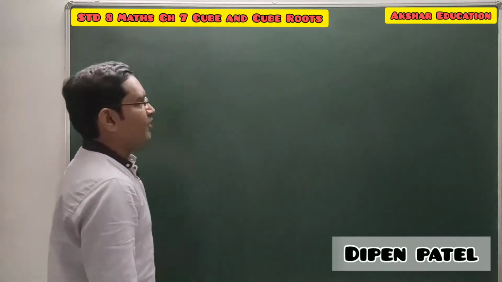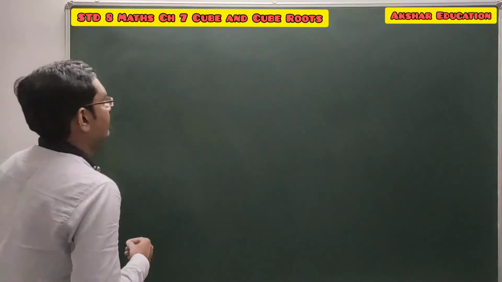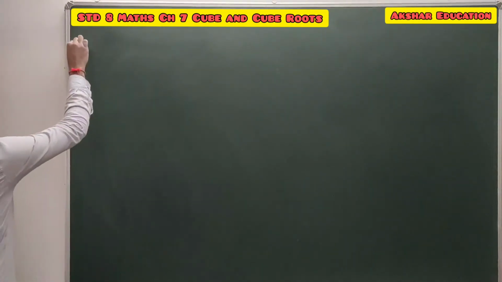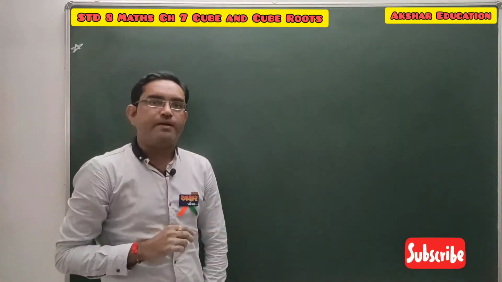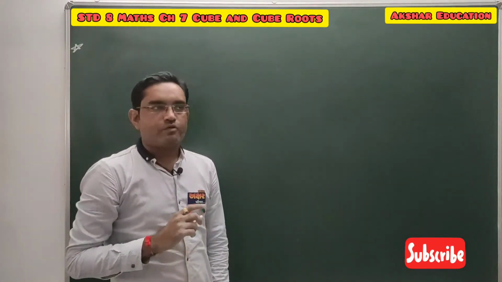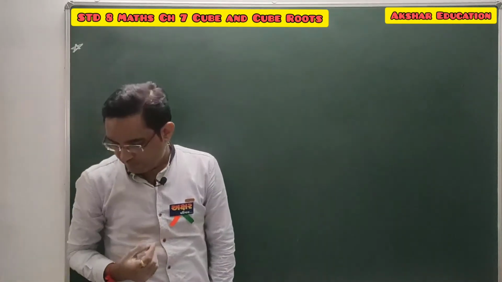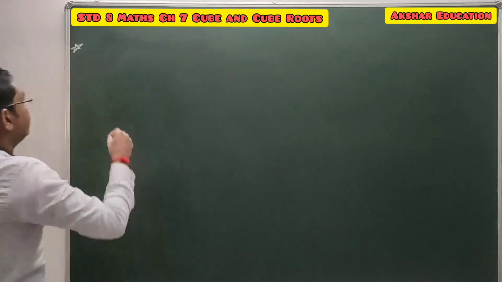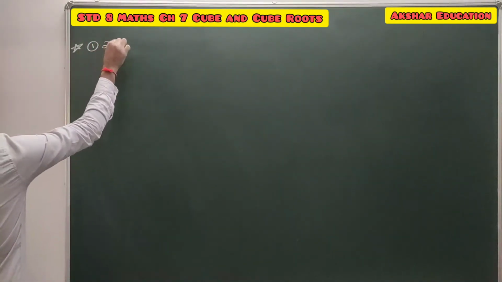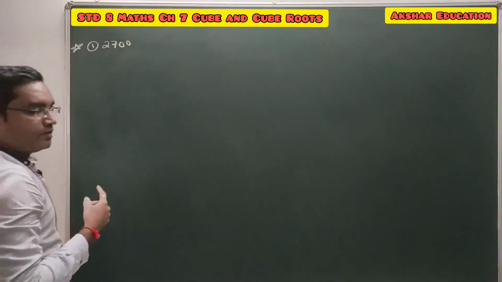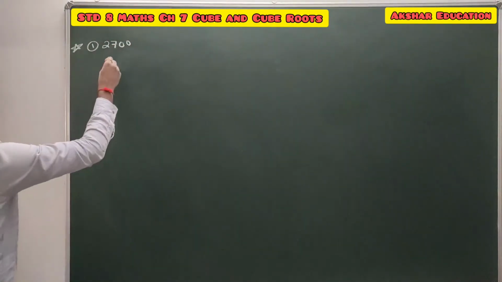In this video we are going to discuss whether the given numbers are perfect cube numbers or not. We have to check whether the given numbers are perfect cubes by using the prime factorization method. So first question, check whether the given numbers are perfect cube or not. First number is 2700. You have to check whether this 2700 is a perfect cube or not by using prime factorization.